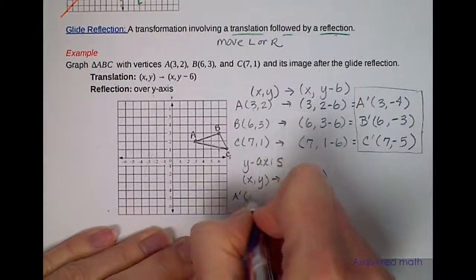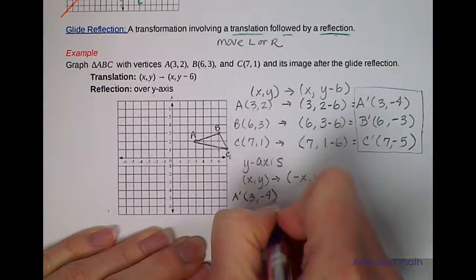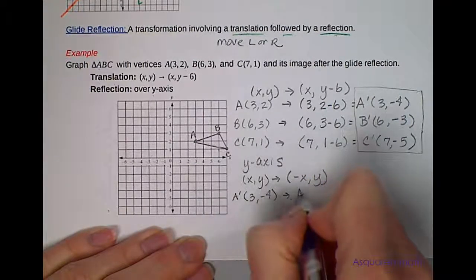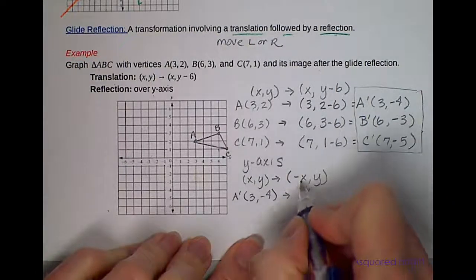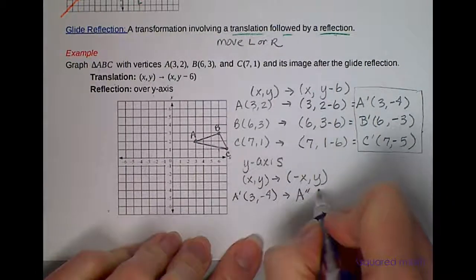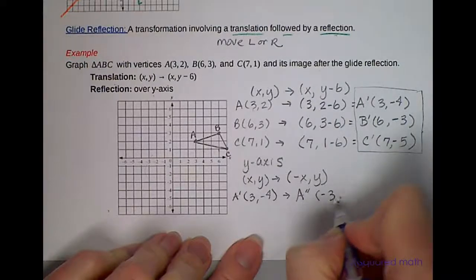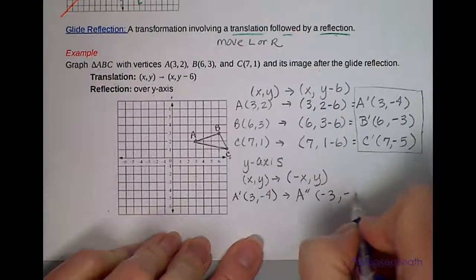So A prime is (3, negative 4). Our A double prime, because now it's moved a second time, so we need that double prime. Take the opposite sign of your x value, so this turns into negative 3. Keep your y value. So we have negative 4.